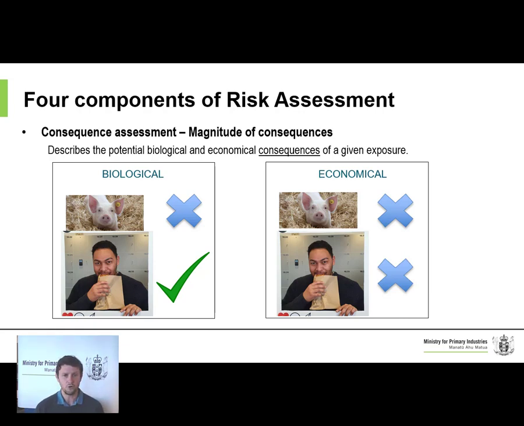But the biological consequences are very, very significant when it comes to domestic and commercial piggeries. A very, very high mortality rate, and cures are very, very difficult to find and to implement within the piggeries. So we say that the biological consequences are very significant in the animal population.